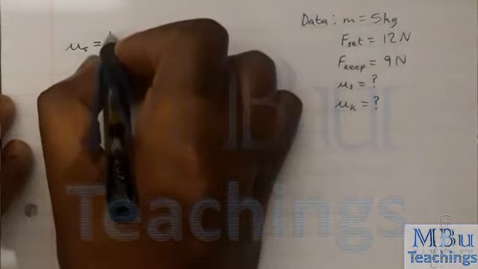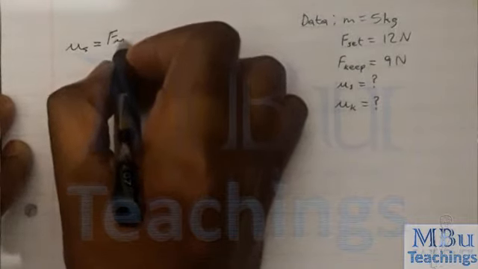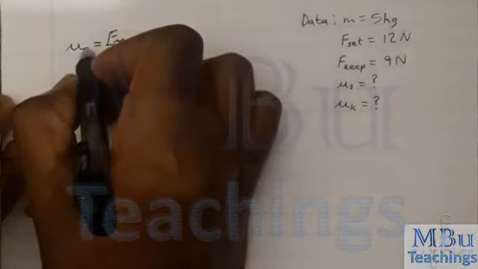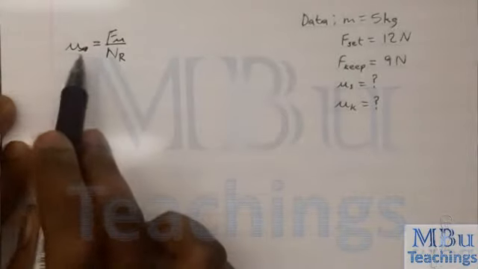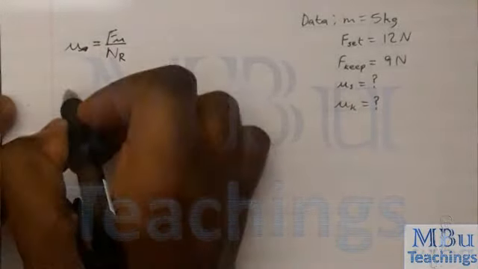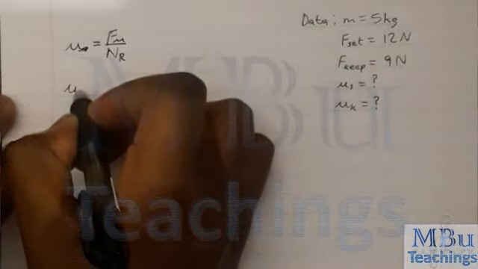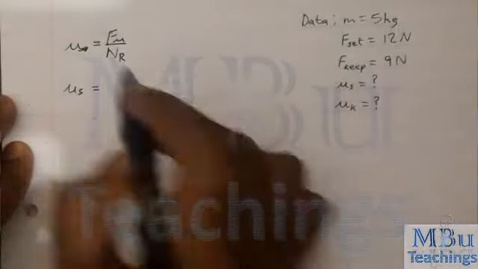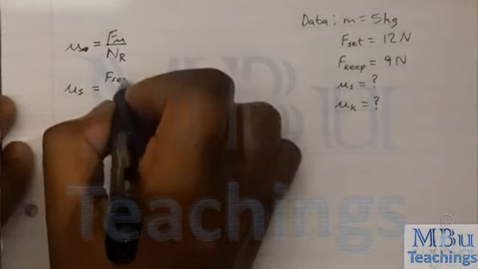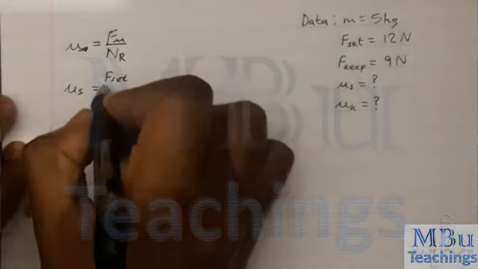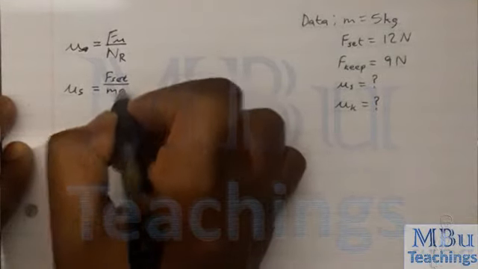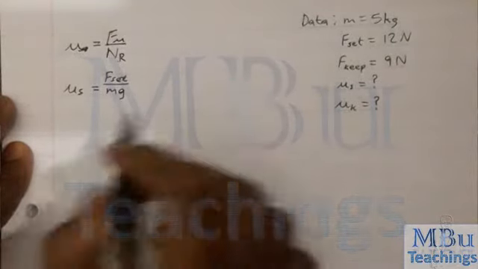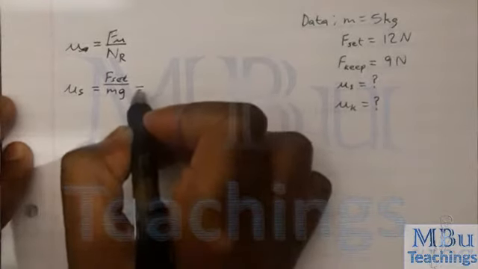Remember, mu is equal to F_mu over N_R. That's just the normal formula for mu. But now we need to find mu_s, which will equal F_set divided by mg, because our N_R is mg. So we just do the quick substitution.